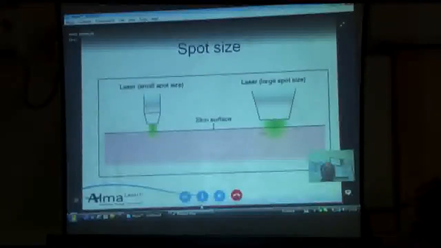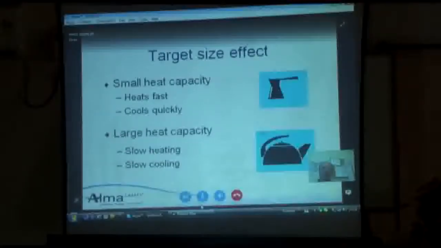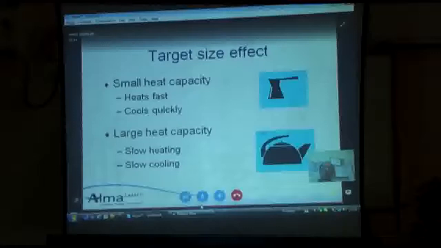On the left, small spot size. On the right, large spot size. Larger spots are less affected by scattering than smaller spots. So the larger the spot size, the less scattering and the more chance that the photons will reach the target deeper. Target size is also a matter. Small targets have small heat capacity, so they heat fast but also lose heat very quickly, whereas large targets are slow to heat but also slow to cool down.